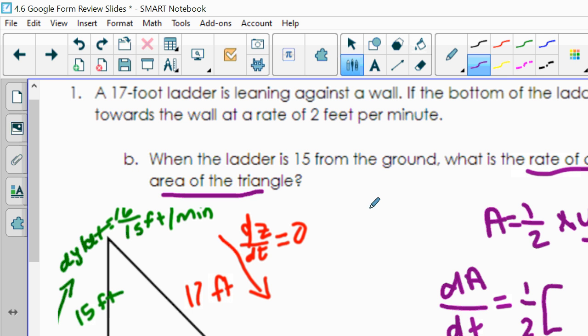And then we've got a product rule. So with the product rule, we keep the first term, which is x, we derive the second, so dy/dt, plus keep the second term, y, derive the first, dx/dt.